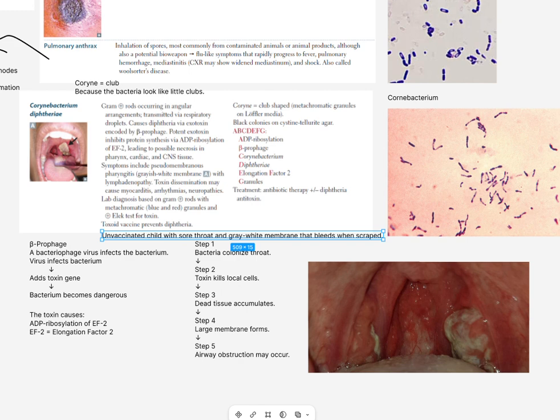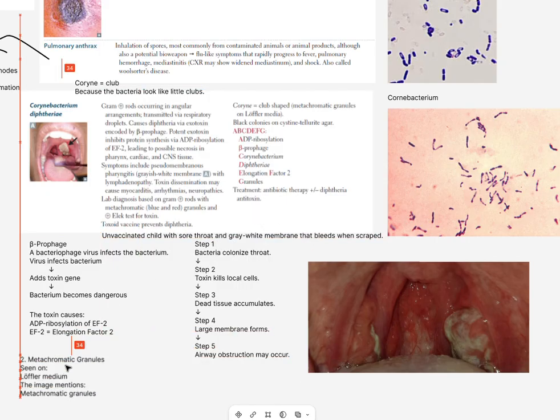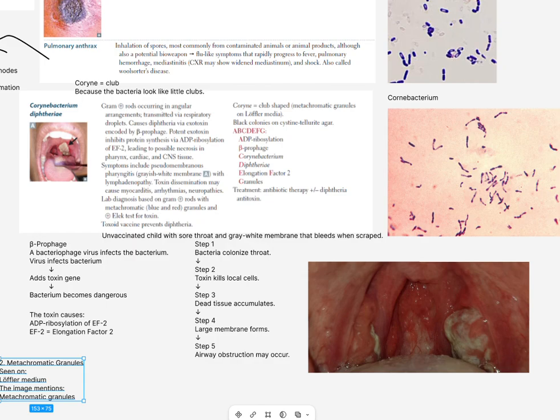You'll get gram-positive rods in Chinese letter arrangements. You'll get metachromatic granules. These are seen on Loeffler's medium. This is also very commonly tested. And what are they? They are basically storage granules containing phosphate, and they stain differently. They appear blue and red in the same bacteria. So that is something that helps you diagnose them.